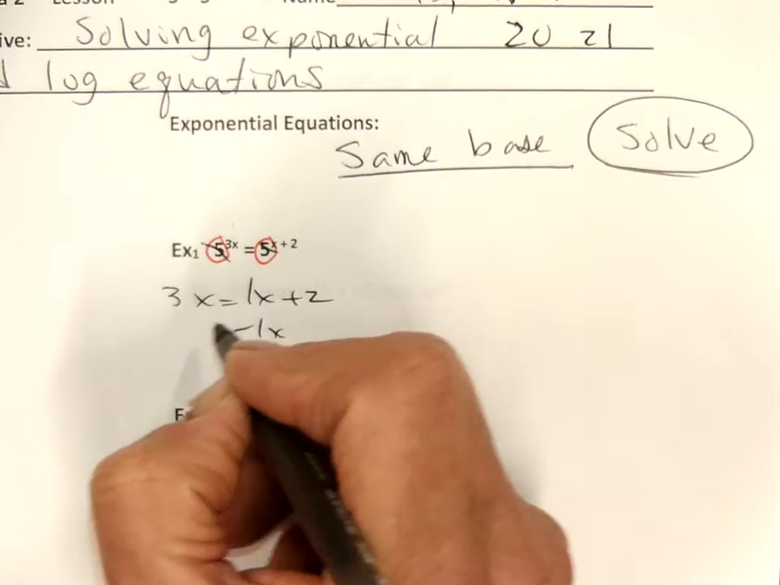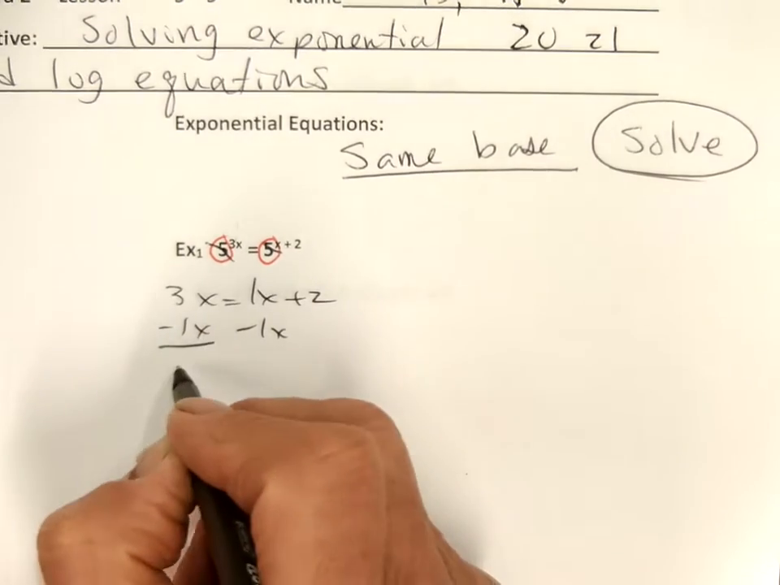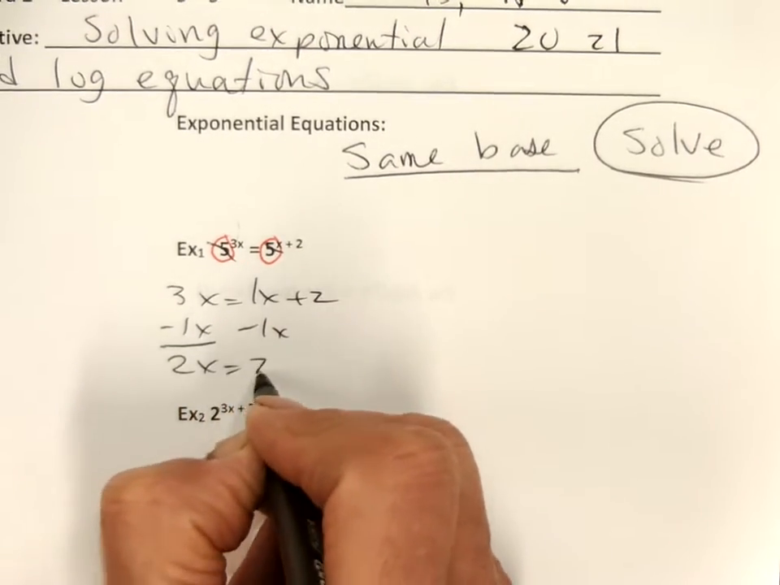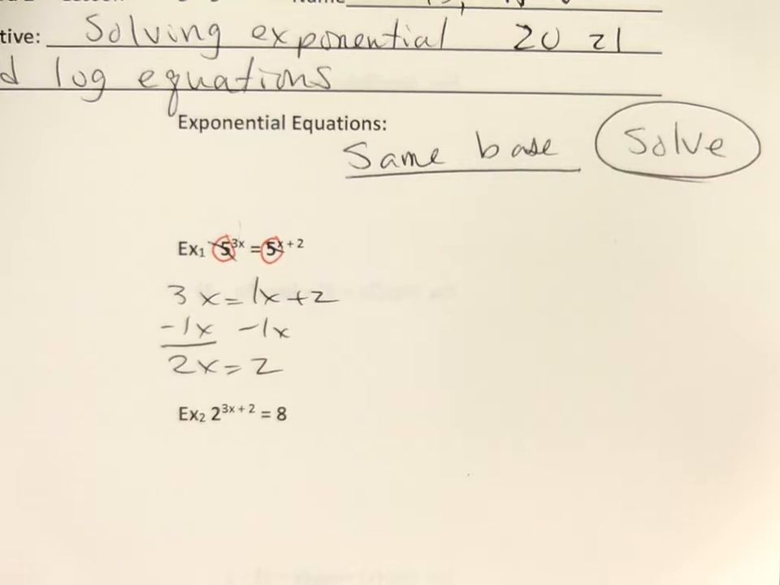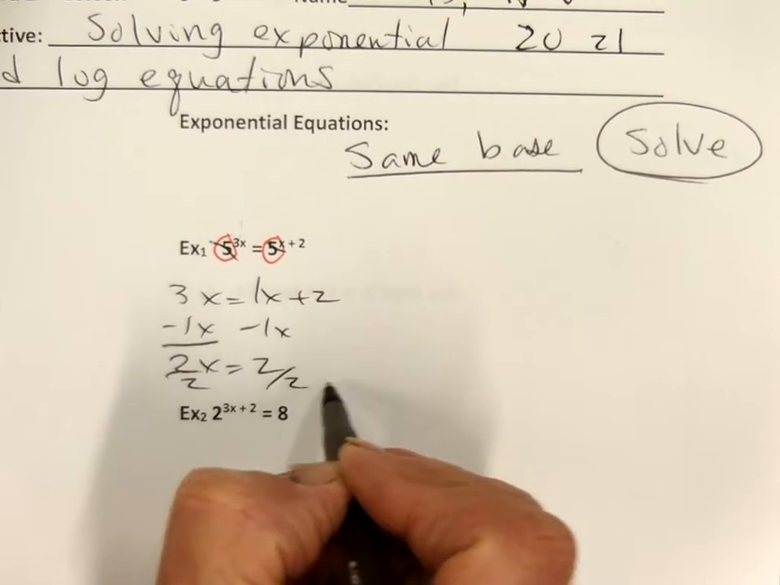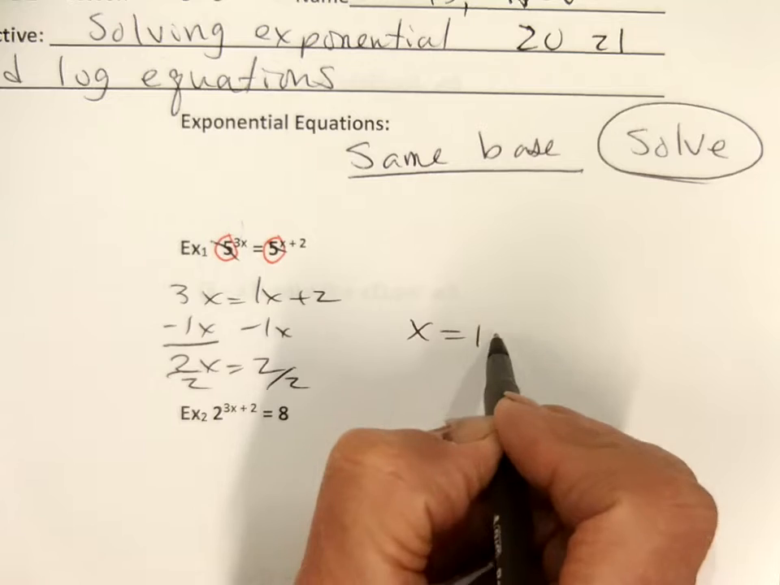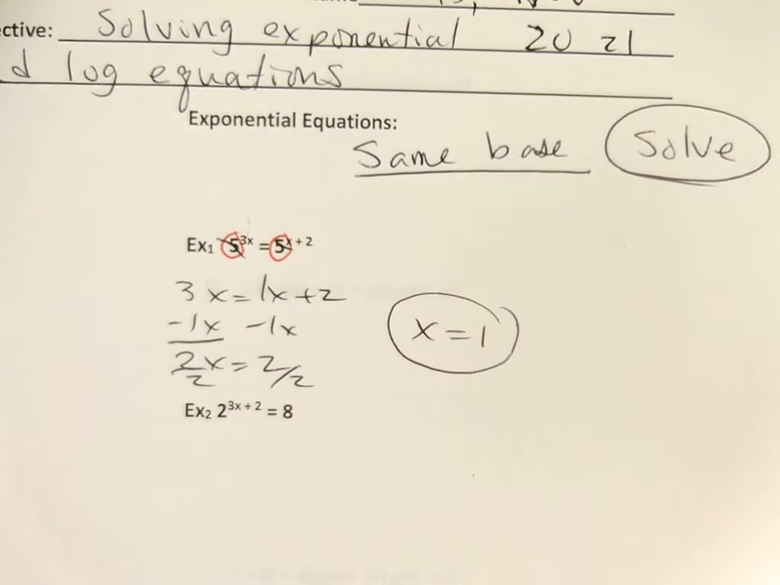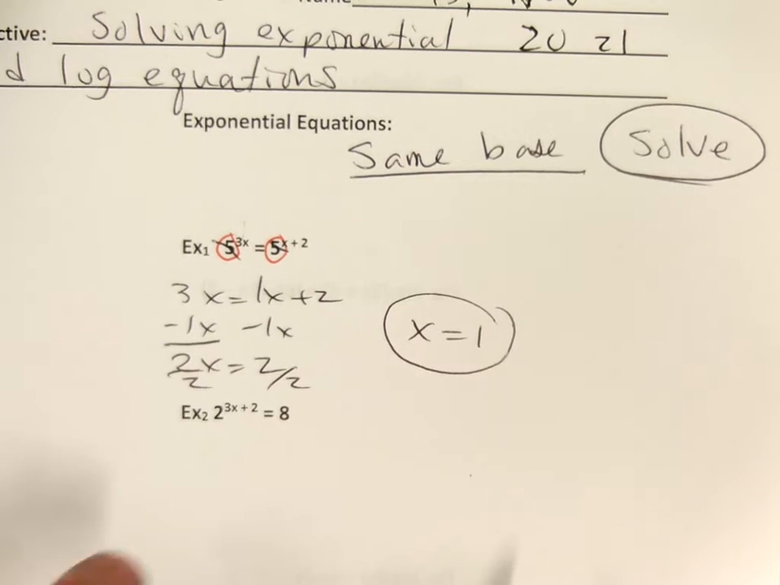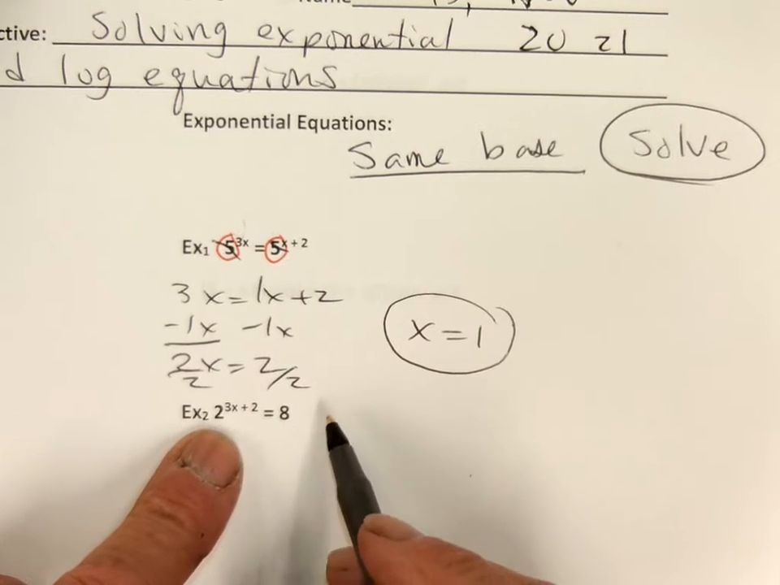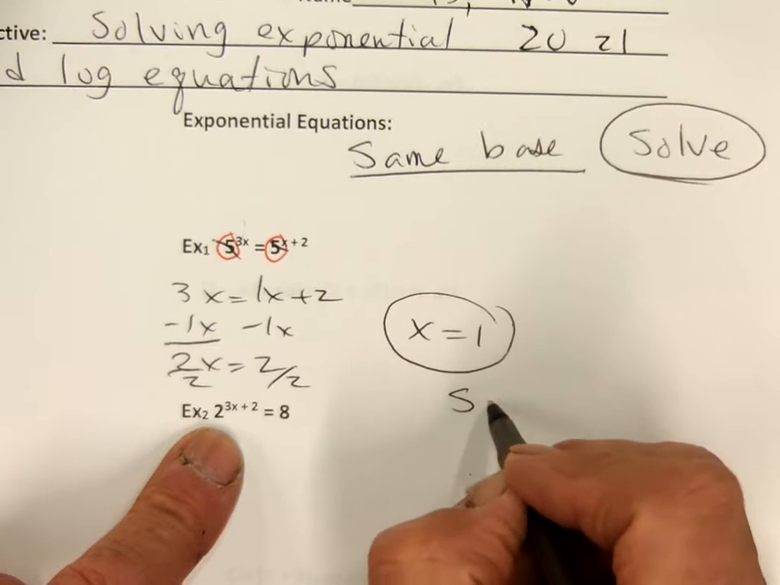So minus 1x, right? I get a 2x equals 2, right? Divide by 2, I get x equals 1. Okay, that was easy. You guys agree? Same base.